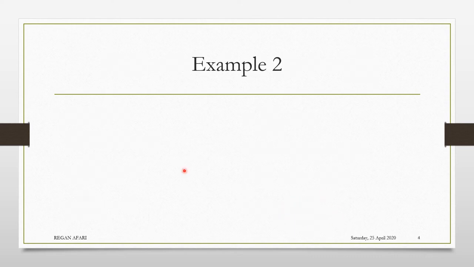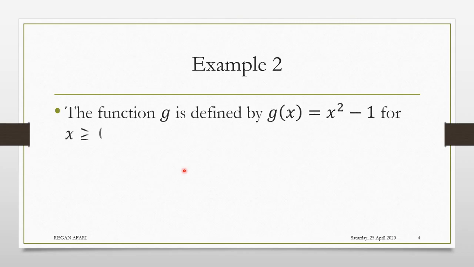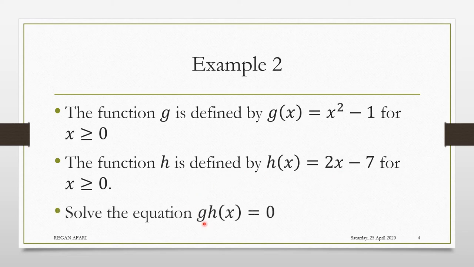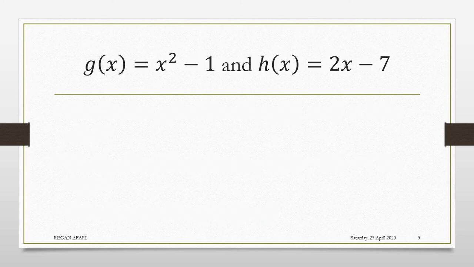Let's consider example 2. For example 2, we have g of x, which is defined as x squared minus 1, and then we have h of x, which is defined as 2x minus 7. What are we to do? We are to solve for g h of x is equal to 0. This means we are going to put h of x into g, and then the answer will equate to 0 and solve for x. So this is our g of x and h of x, and this is what we are to do.